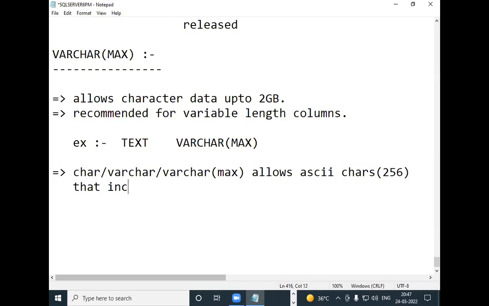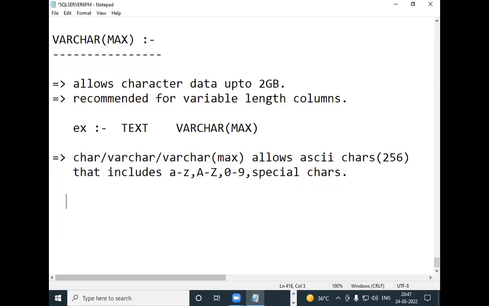What do the characters include? Small a to small z, capital A to capital Z, 0 to 9, and special characters. Total 256 characters are there.